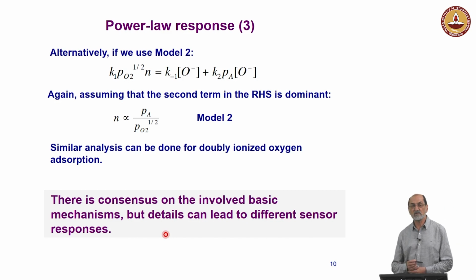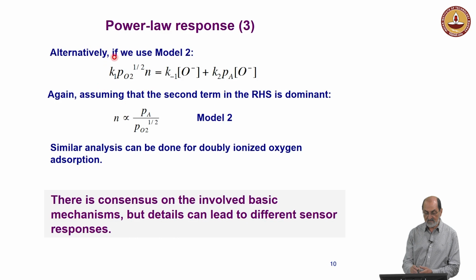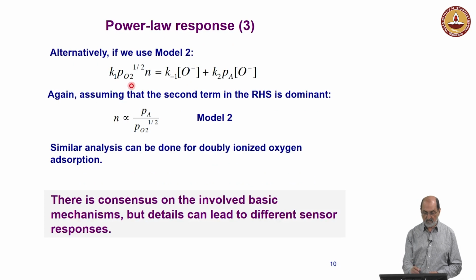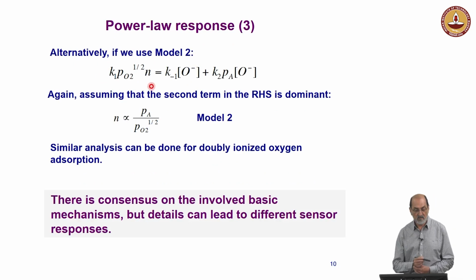Instead of that, if you use model 2, now we have that the rate of adsorption is given by this form. Remember, model 2, this is what we have on the left. The reaction rate is this one. So we do the same here. This is the rate of adsorption, and the adsorption is going to be proportional to the density of oxygen adsorbed at the surface. And now we have the new channel, which is related to the reducing gas.